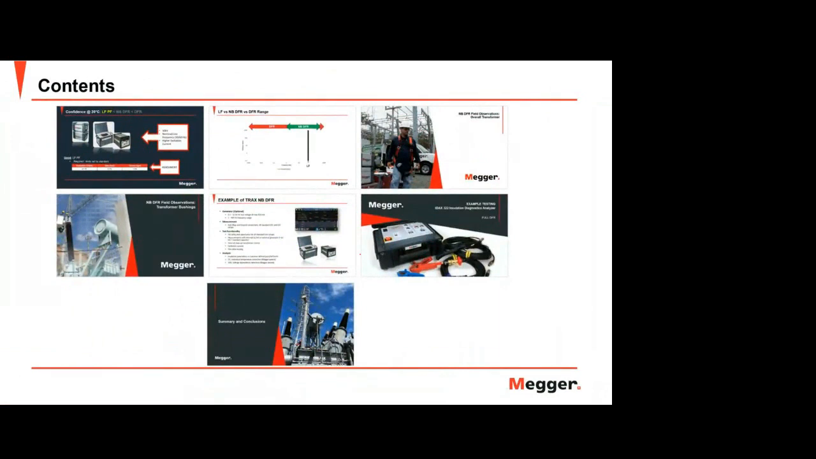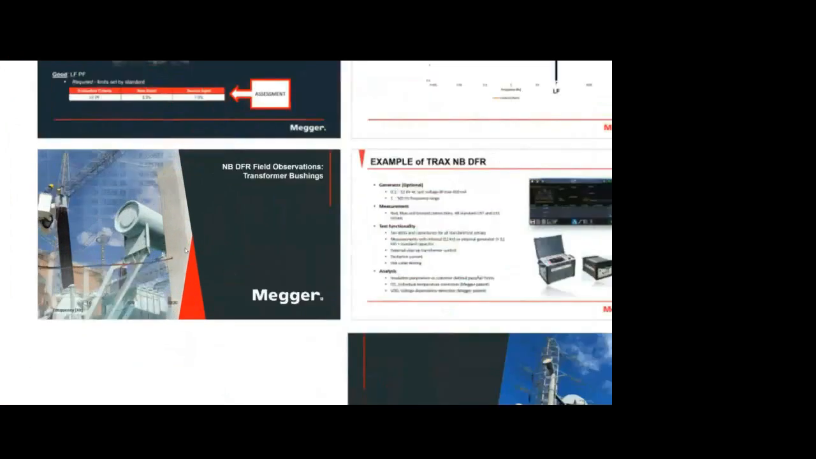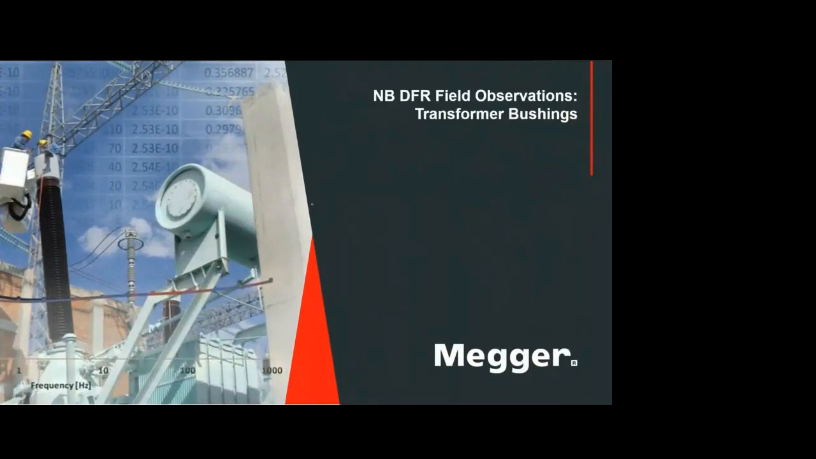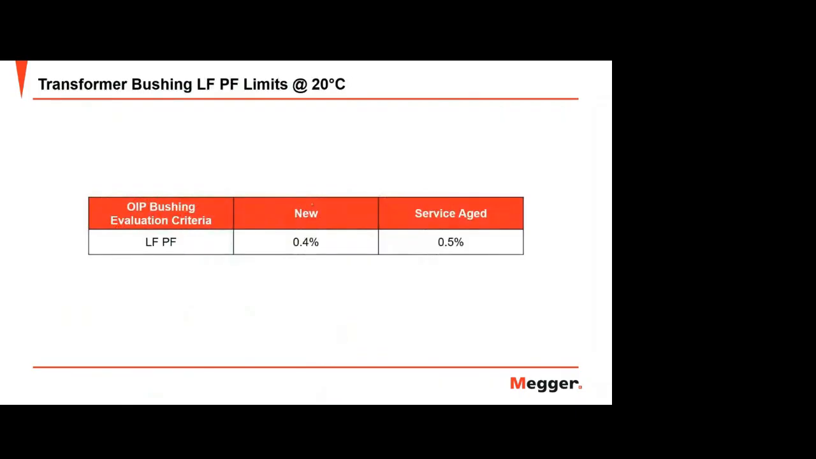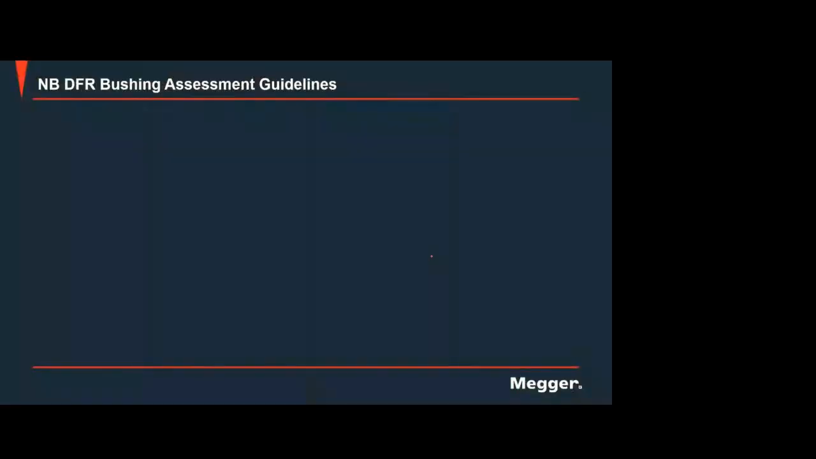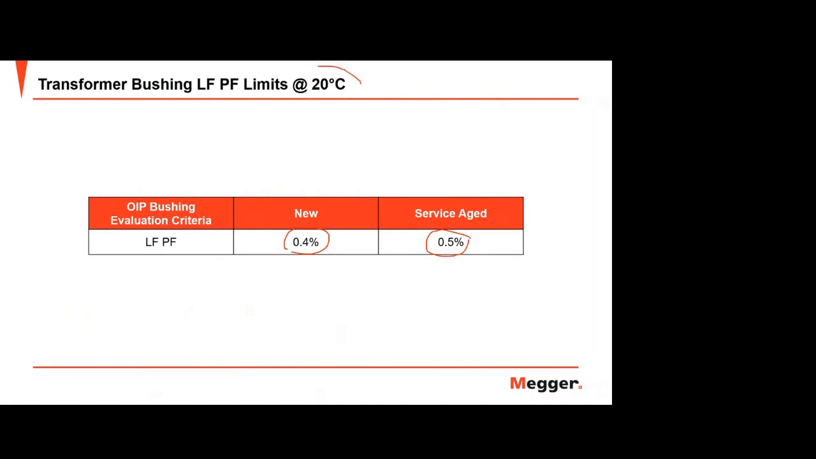Now let's talk about the bushings. So what about the bushing here? For the bushing, the limit is 0.4% for a new bushing, and if it is an old bushing, it's 0.5%. Okay, 0.4 and 0.5 according to the standard. But these values are corrected to 20 degrees Celsius.